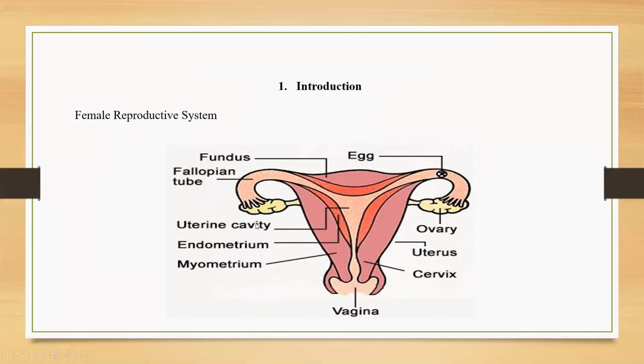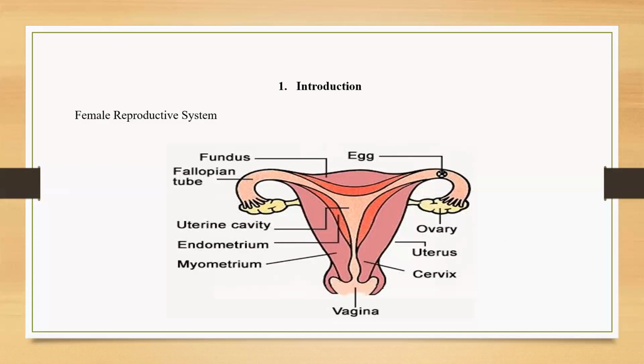This is the uterine cavity, and this thick membrane is known as the myometrium. It contracts during childbirth. When a child is born, that is during labor or delivery, this myometrium contracts in order to expel the baby out from the uterine cavity.